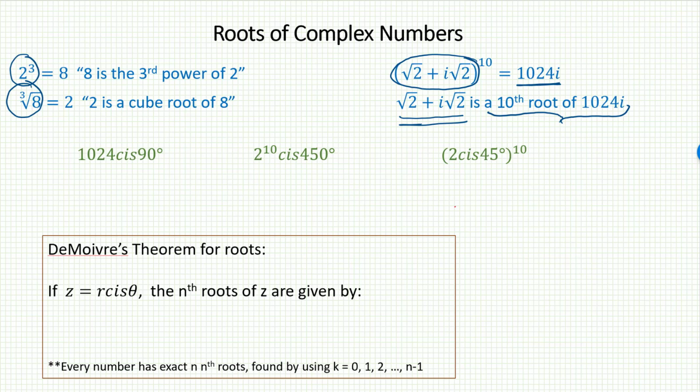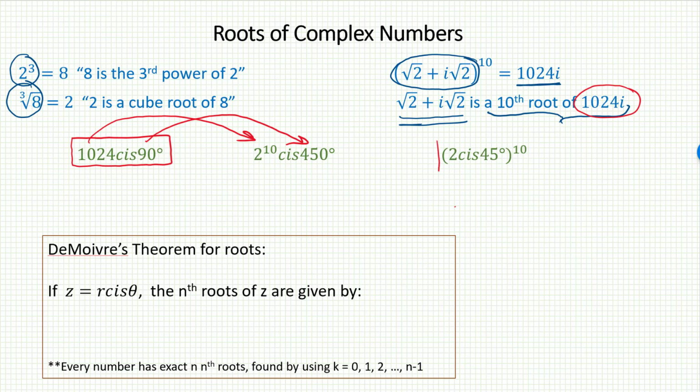Let me remind you again from the last video. 1024i, that was the standard form answer. The trig form answer had been 1024 cis 90 degrees. Now let's remember where each of those numbers came from. The 1024 came from 2 to the 10th power, and the 90 degrees was a simplification process. Originally we had 450 degrees, but we had an extra 360 in there and we took it out. Okay, so where did those two pieces come from?